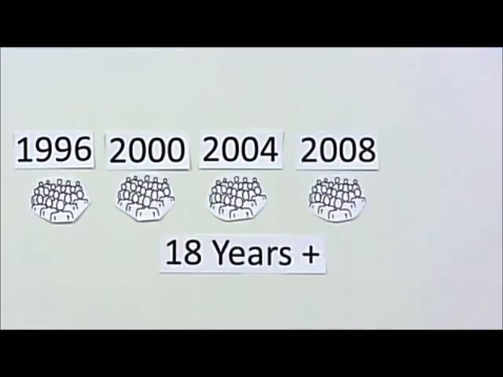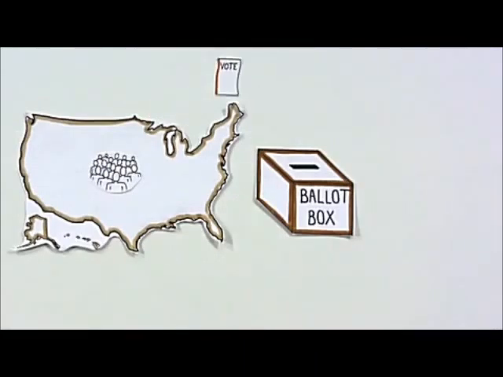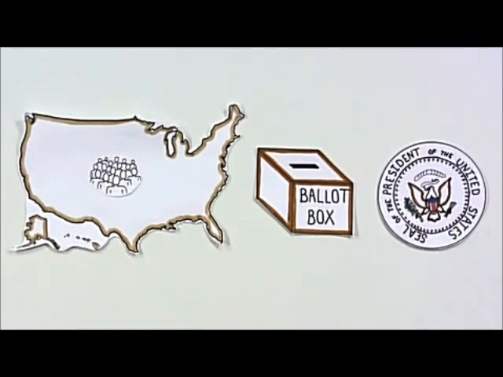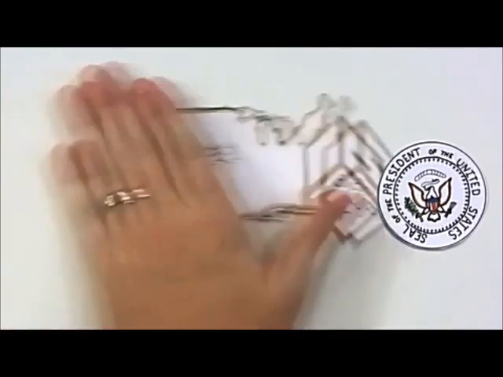Every 4 years, Americans who are 18 or older have a big responsibility. Our votes decide who becomes the President of the United States. Unfortunately, the U.S. election system isn't that simple.